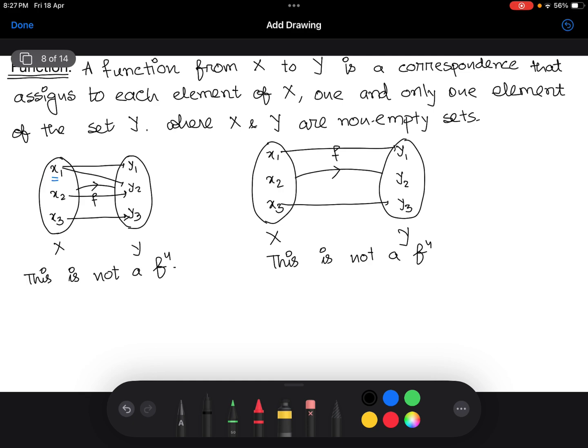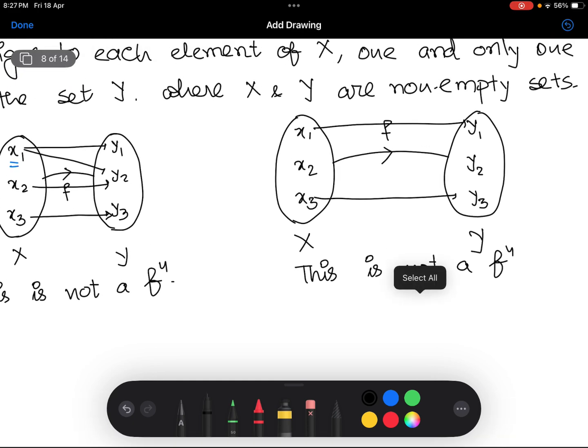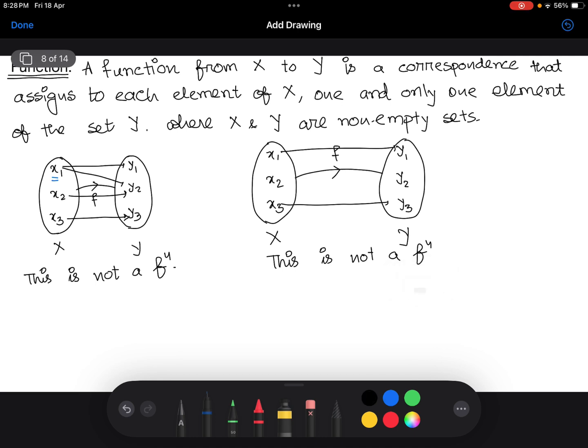Let us see some examples of functions. Let's say x1, x2, x3 be the x set, y1, y2, y3 be the y set. Let's say x1 goes to y1, x2 goes to y1. Now this is a function.